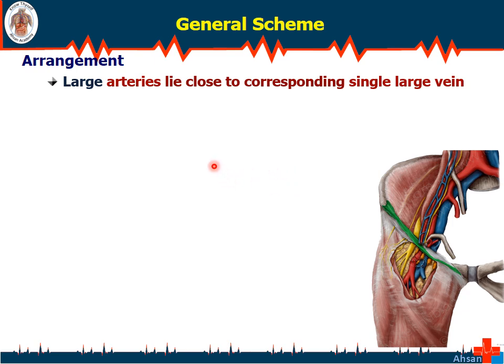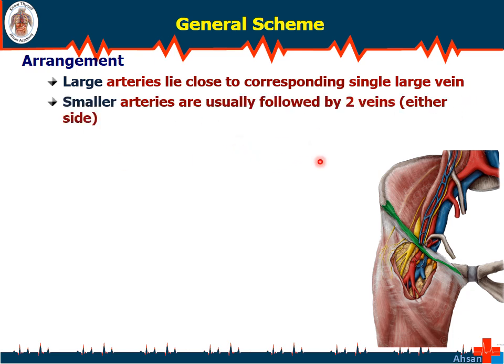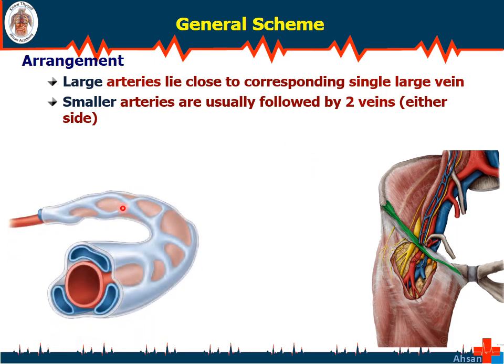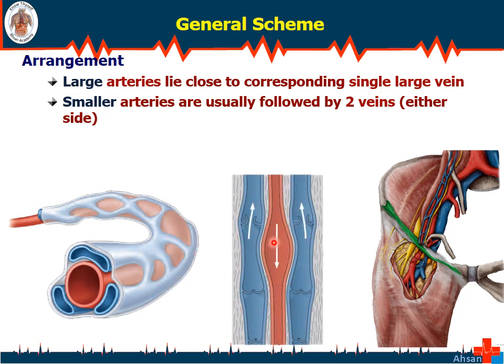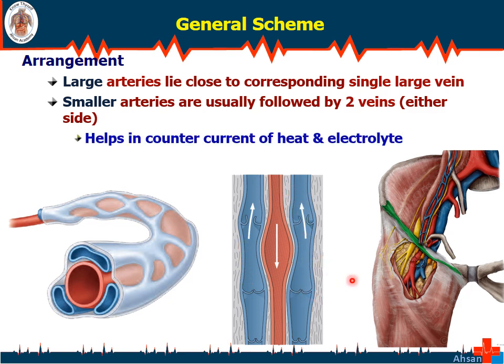Arteries lie close to the corresponding larger single vein. But when the arteries are smaller, they may be accompanied by two veins or even more, and they usually lie on either side of the artery. You can see this is a small artery surrounded by three veins, and those veins are also connected by some other small veins. This is an artery surrounded by two parallel veins on either side.